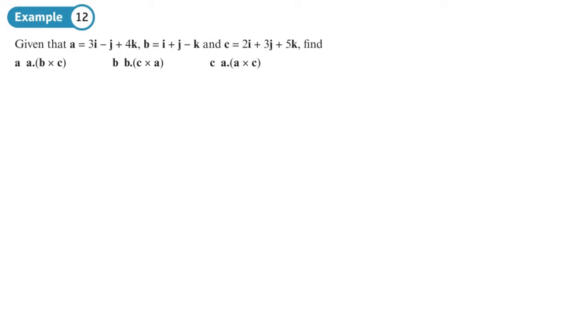Okay, given that, so we have vector A here, we have B here, and we have C here. Find, okay, so we could use either method. Now for part A, I'm going to find the cross product of B, C, then do the dot product. On part B, I'm going to use the full determinant method. So let's start by working out B cross C.